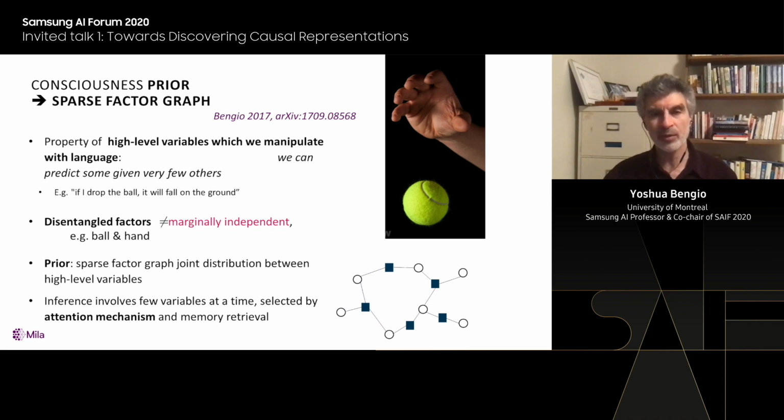And this kind of sparse dependencies are interesting and different from what we've been studying up to now in deep learning for the high-level variables, where we've generally assumed that they were marginally independent. I think this is too strong of an assumption. Instead, the kinds of concepts we manipulate, like ball and hand, have that sparse but still strong dependency structure that we need to take into account.